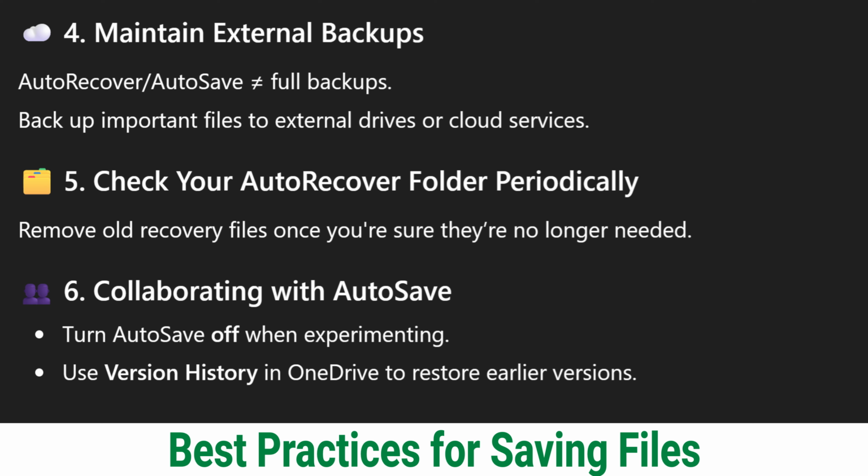Finally, when collaborating with others on cloud-stored files, communicate about AutoSave. If you're making experimental changes that you might want to undo, turn AutoSave off temporarily. If you forget and AutoSave overwrites something important, remember that OneDrive keeps version history. You can right-click a file in OneDrive and choose version history to restore an earlier version.